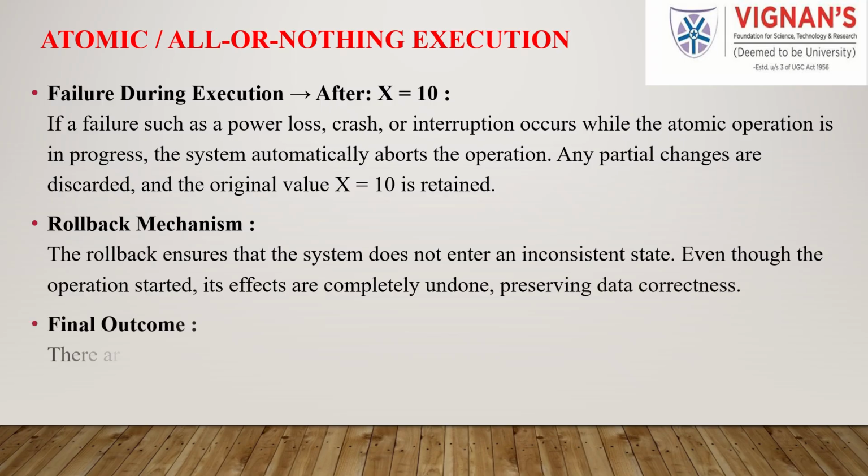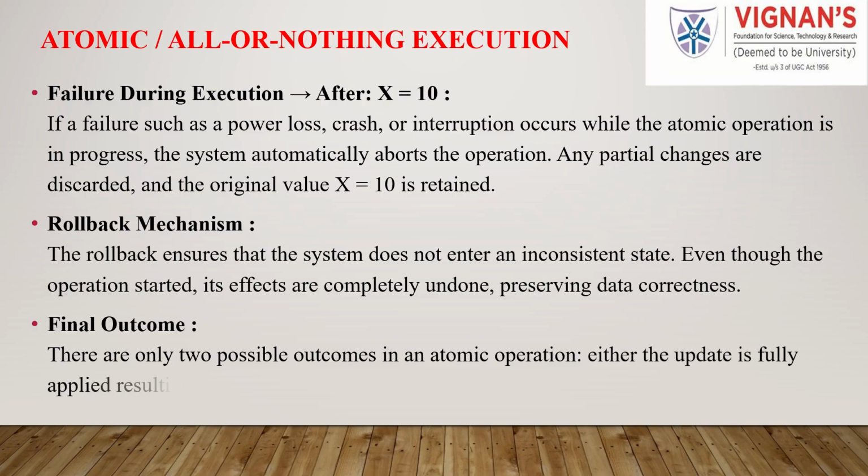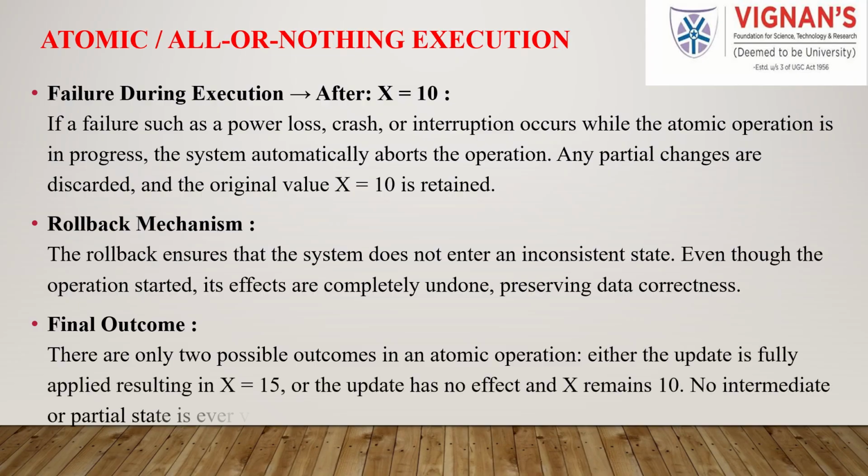Final outcome. There are only two possible outcomes in an atomic operation. Either the update is fully applied and the value of x becomes 15, or the update has no effect and x remains 10. No intermediate or partial state is ever visible to the system.